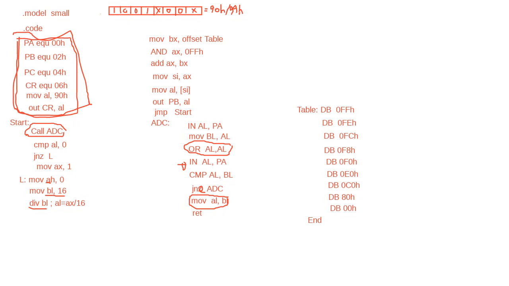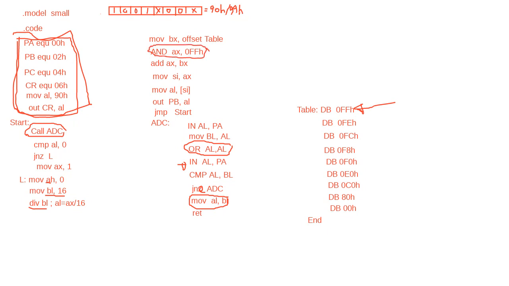Okay. Now move BX comma offset table. We have to get the offset address of the first data. What is the offset address of this one? Okay, so this is in BX, and then logical AND AX comma FFH. Why actually AX comma FFH?